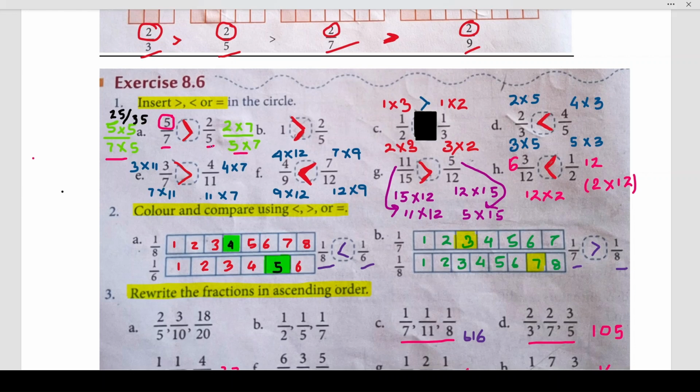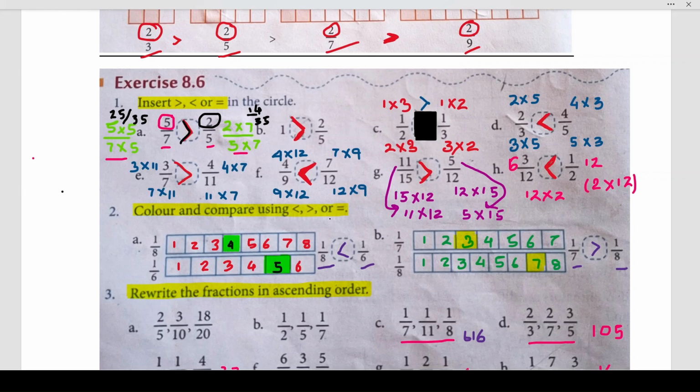The second fraction 2 by 5. 5 into 7 becomes 35. We have to make both the denominators same, so write 35 in the denominator. And what number has been multiplied with 5 to get 35? 7. So that same number has to be multiplied with this 2. 2 into 7 is 14. Now because both denominators are the same, 35 and 35, we will compare the numerators, which is greater, 25 or 14. 25 is greater, so we will put the comparative sign towards 25 by 35, whose original fraction is 5 by 7. This is how you will do the remaining examples.